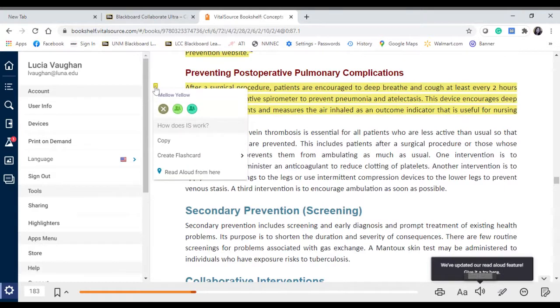So how does an incentive spirometer work? The patient places it on their lips and takes a deep breath in. They're breathing in, and it is encouraging full expansion of the lungs. If you have a child who needs to use an incentive spirometer and is having a difficult time, you can have them suck on a straw just to encourage that lung expansion.